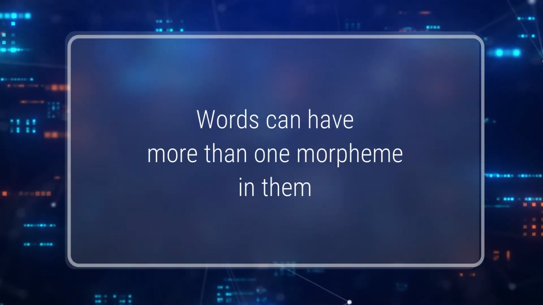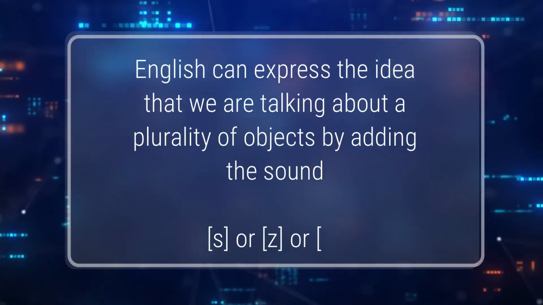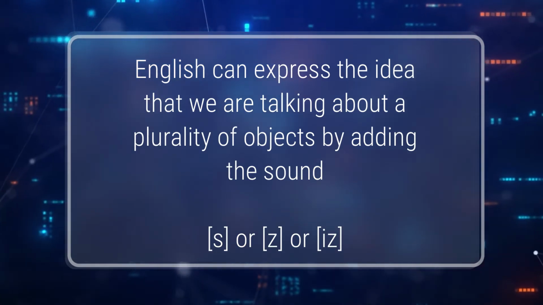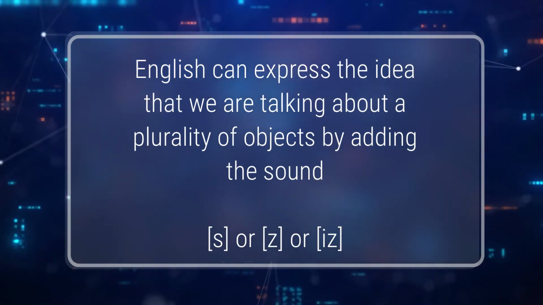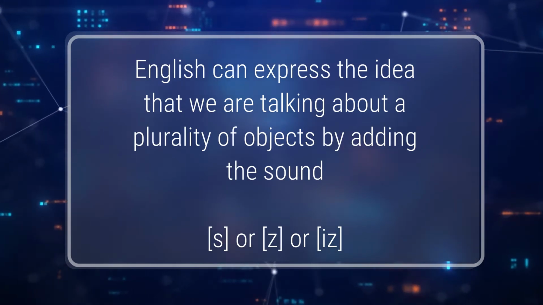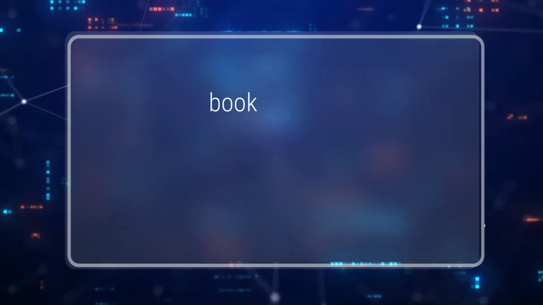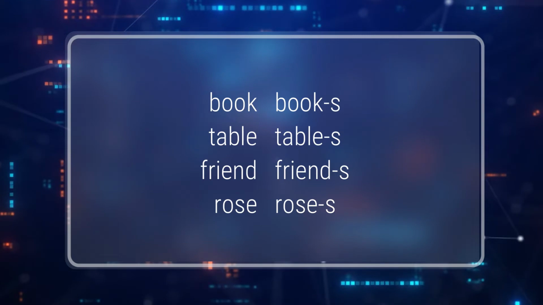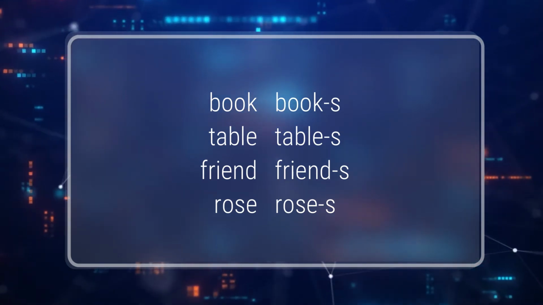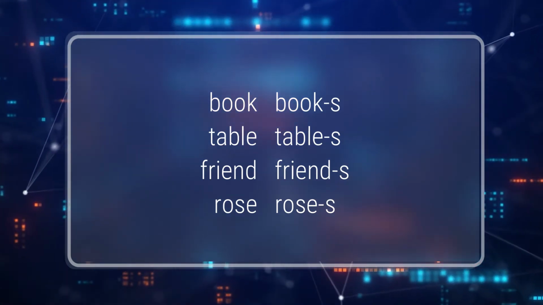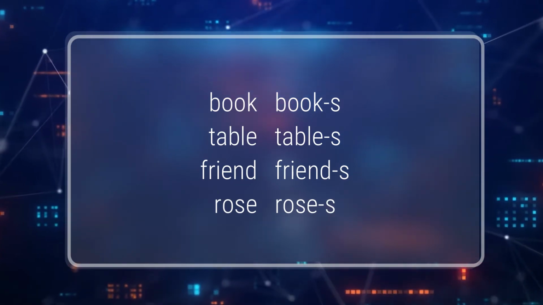We should all know that words can have more than one morpheme in them. Say for example, English can express the idea that we are talking about plurality of objects by adding the sounds z and iz at the end of certain words. Book becomes books. Table becomes tables. Friend becomes friends. And rose becomes roses. Nouns can do this in English.